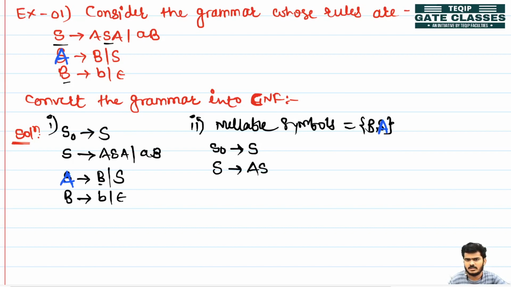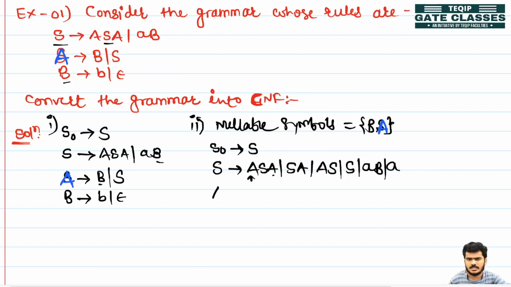Okay, so S is producing ASA. With ASA it will come, and suppose I put epsilon instead of this A, then I will get SA, and instead of this one if I put epsilon, then I will get AS, or if both A become epsilon, then I will get S. Similarly, B is also a nullable variable. So with or without nullable variable, with the nullable variable it will come AB, and without the nullable variable it will come A.